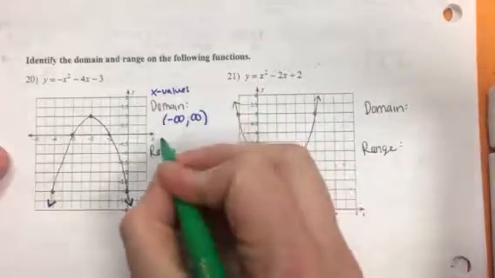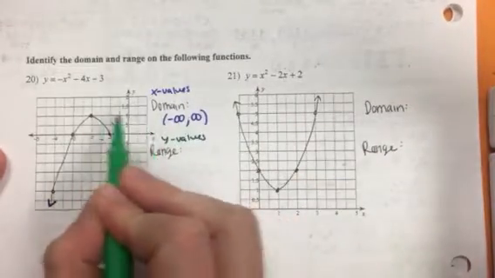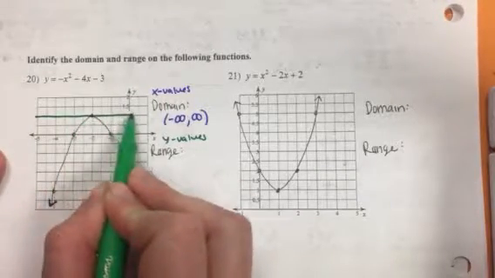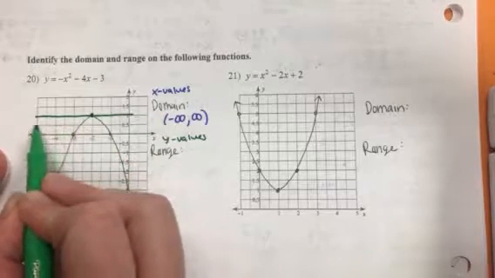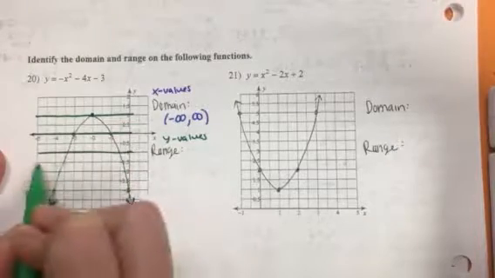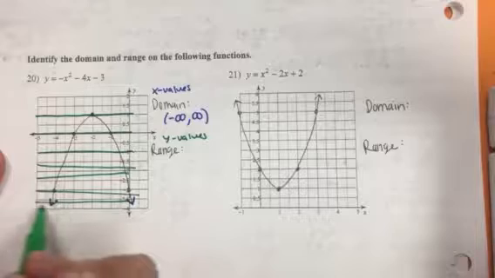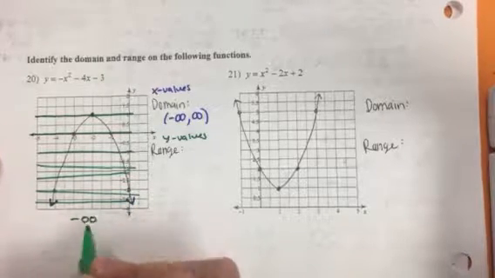Range are the y values. So as I check my y-axis, if I look, 1 works, it touches my graph right there with a closed dot. 0 works, 1 works, it keeps going. It will always touch my graph in this direction, so if it keeps going down, it's going to go to -infinity.